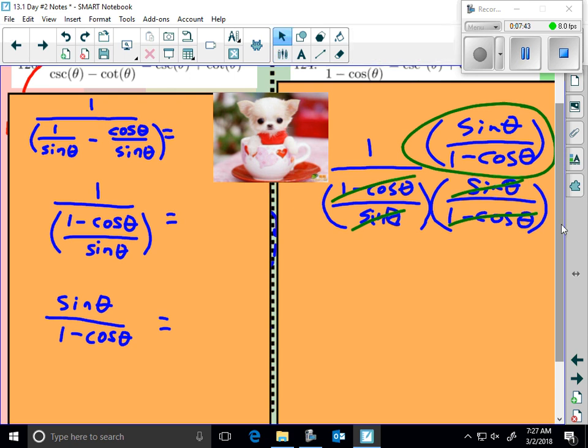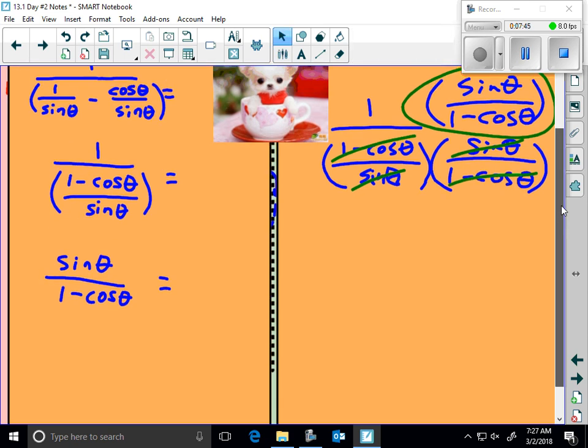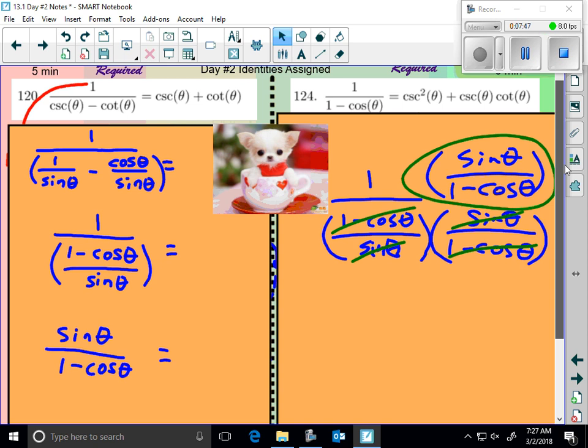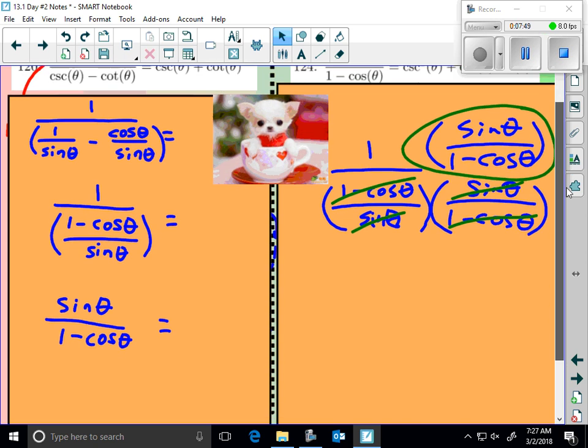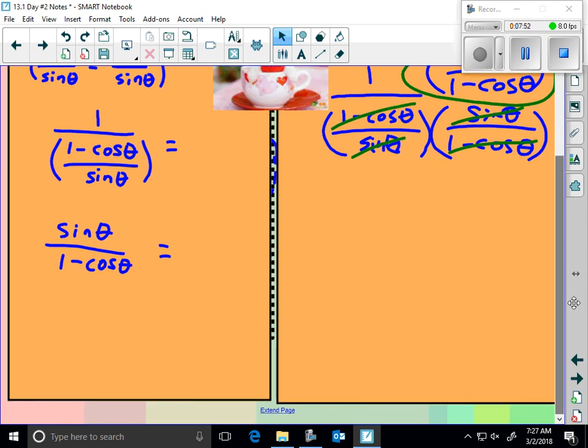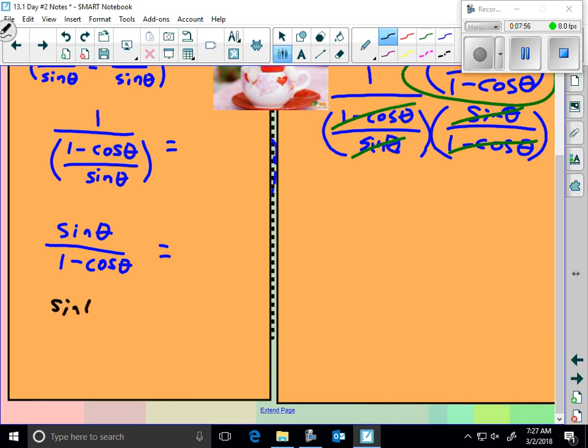Now, where do you go from there? Because that's not what we have. We have cosecant theta plus cotangent theta. And someone is going to be tempted to split this up, and this is not algebraically true. Someone is going to do this, and that is totally not right. You can't split up a binomial in the denominator. You can't do that. So that's not going to work.